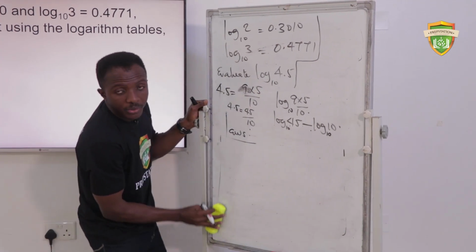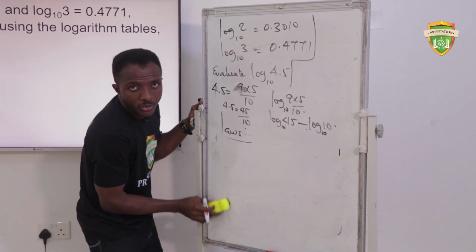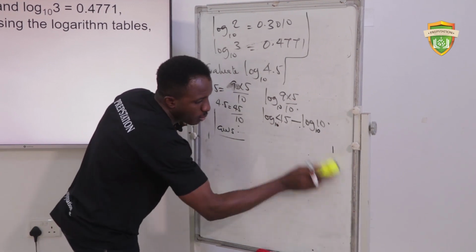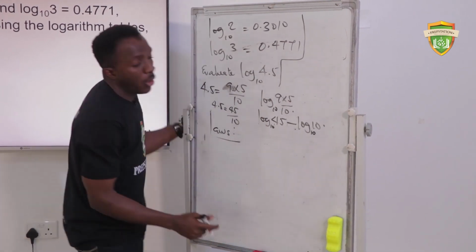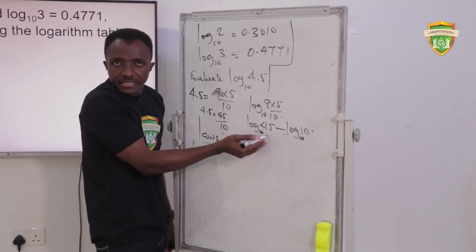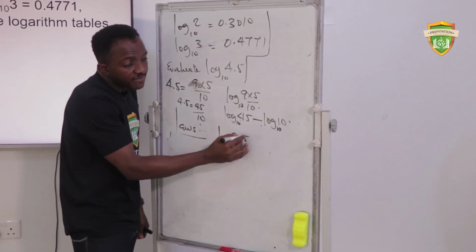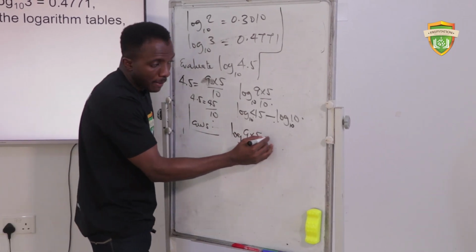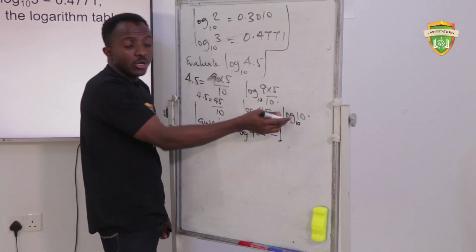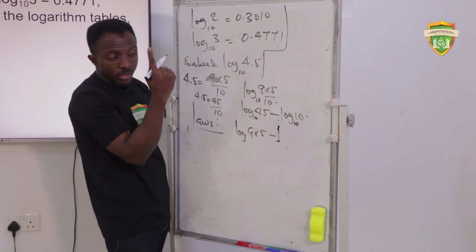I'm sure you wrote this down. If you didn't write it down, please pause the video at this point and rewind. Get what I've written down because I'm going to make reference to the laws. Now, if we further deal with this, this would give us log 9 times 5. Can you see this? Minus 1 because log 10 to base 10 is 1.